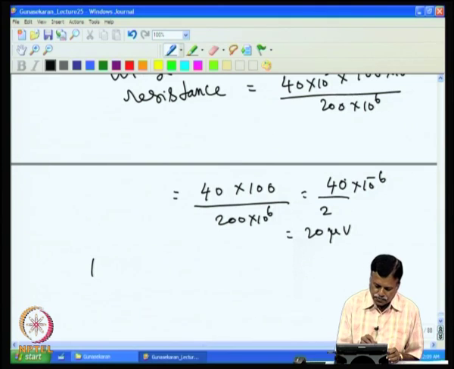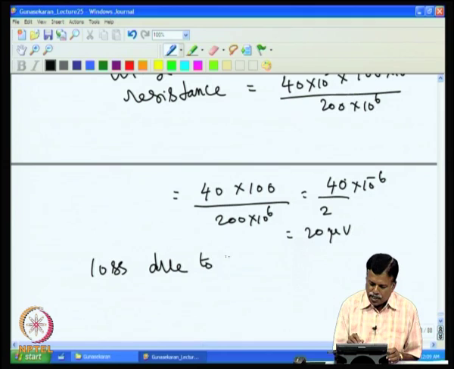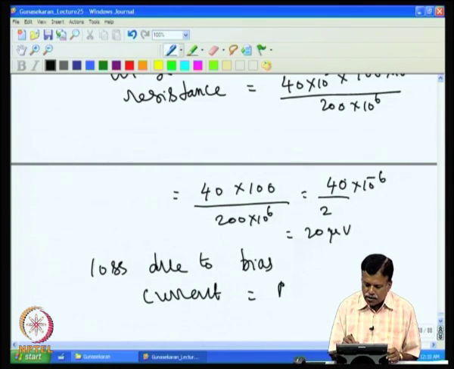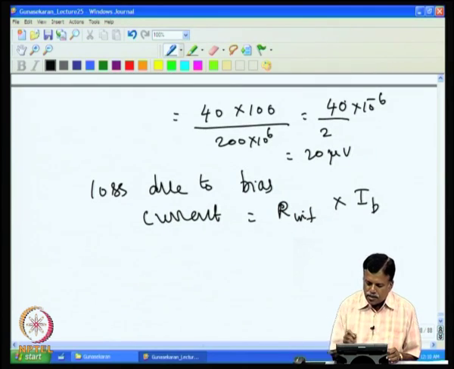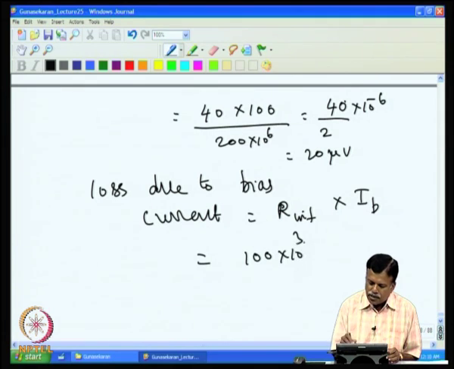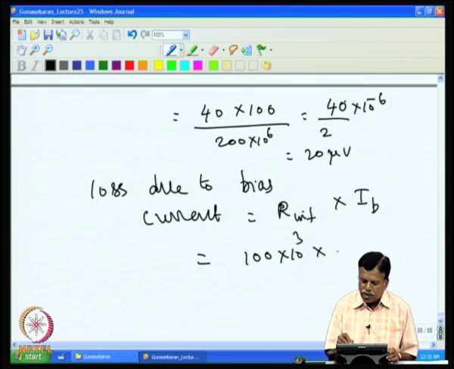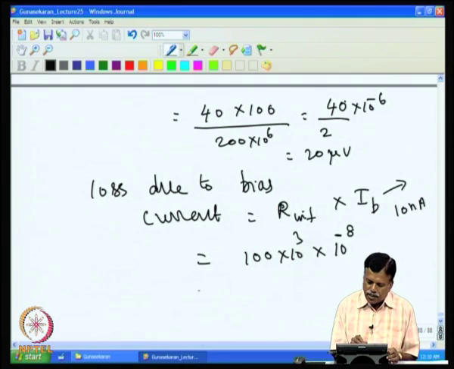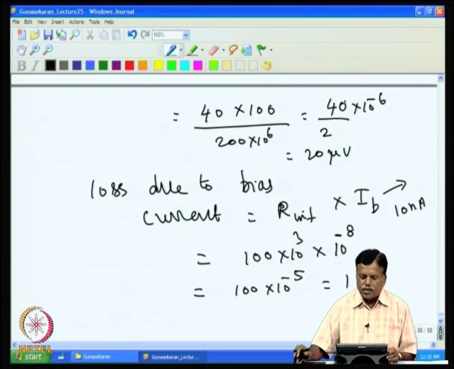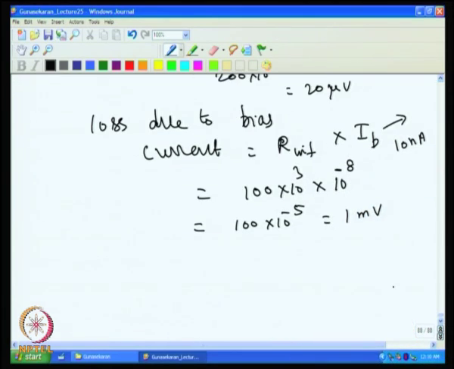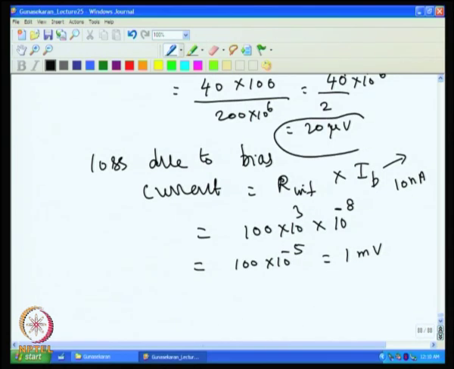Now, the loss due to bias current. That would be the internal resistance R into IB. In this case it is 100 kilo ohm, 10 power 3 into IB. For example, if I use a general purpose op amp, it will be in nanoamps. So IB is taken as 10 nanoamps, that is 10 power minus 8. That works out to be 100 into 10 power minus 5, which comes to 1 millivolt. See, in this case we have lost more due to bias current, because what we have lost is only 20 microvolt due to input resistance, and we have lost 1 millivolt due to bias current.